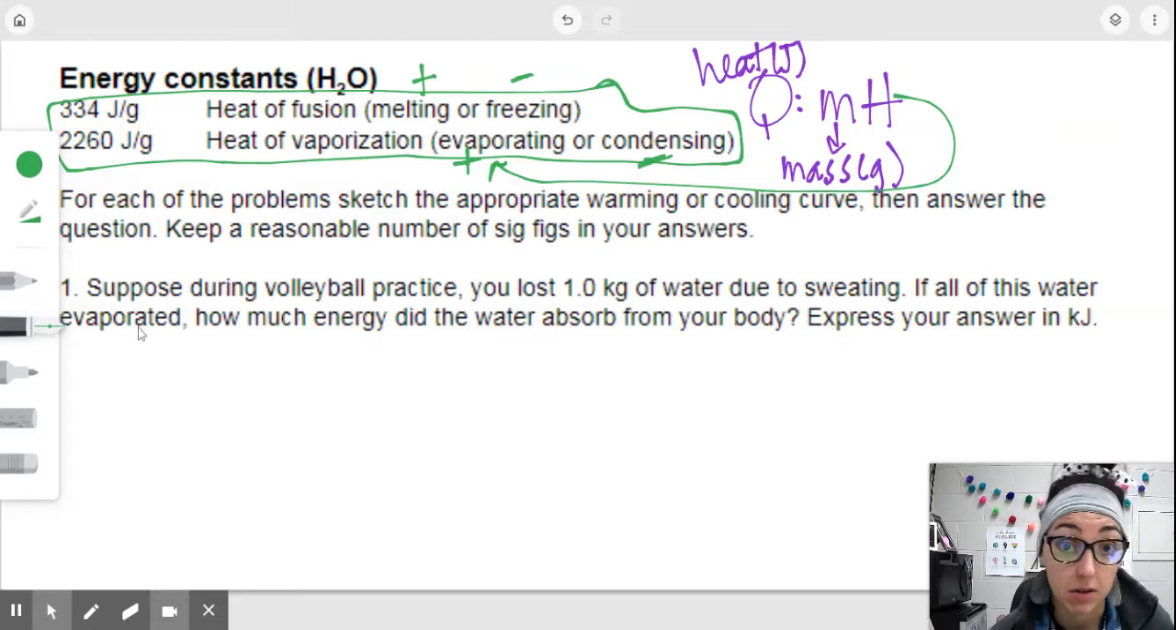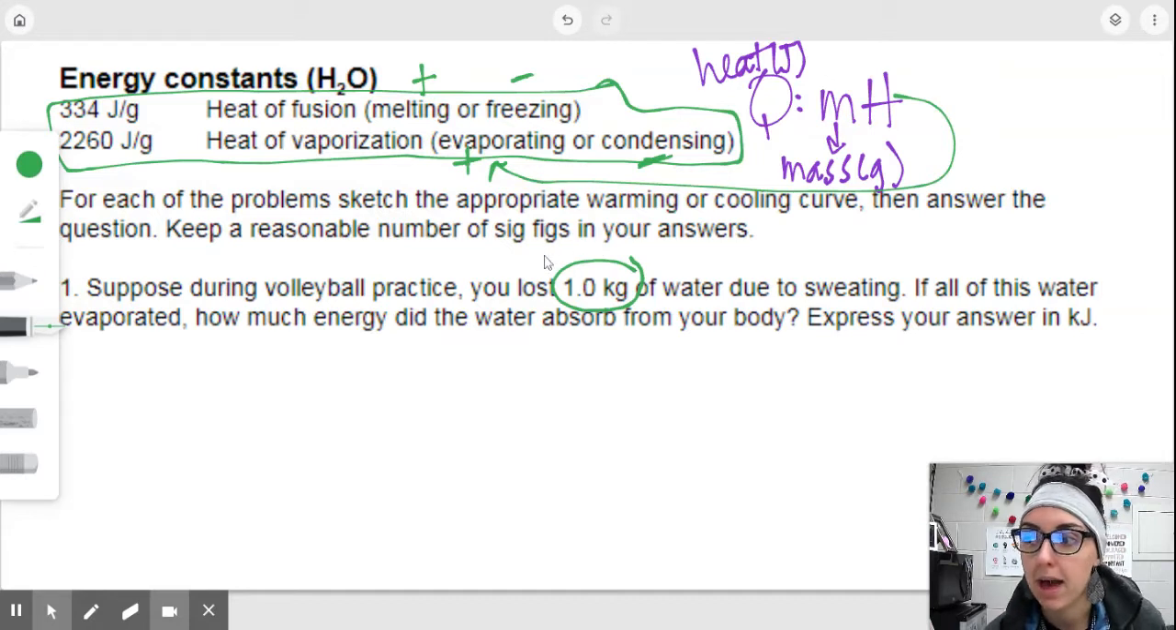Okay, so let's check out this first problem. Suppose during volleyball practice you lost 1.0 kilograms of water. When I see kilograms, I think, that's a mass. I also think I need that to be in grams. There's 1,000 grams in a kilogram, so this is 1,000 grams.